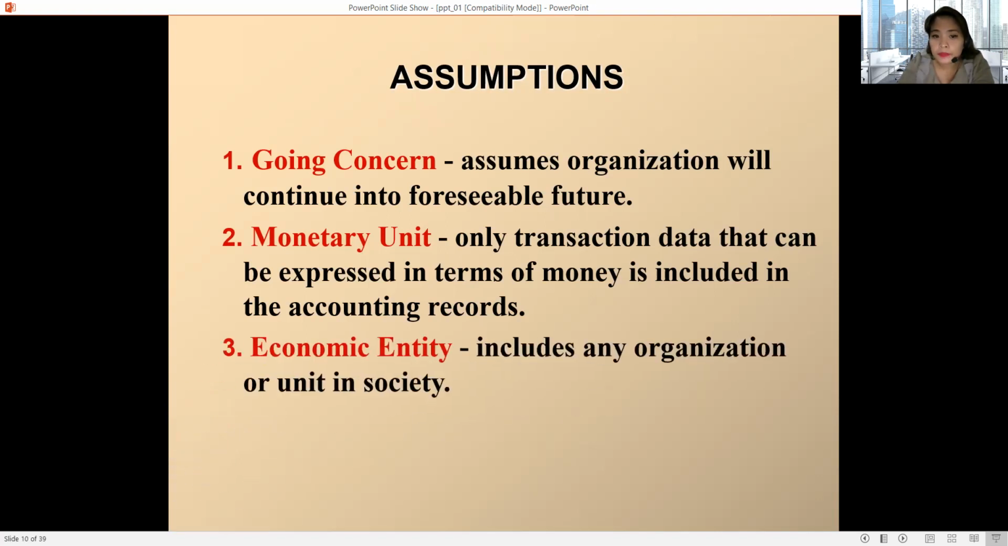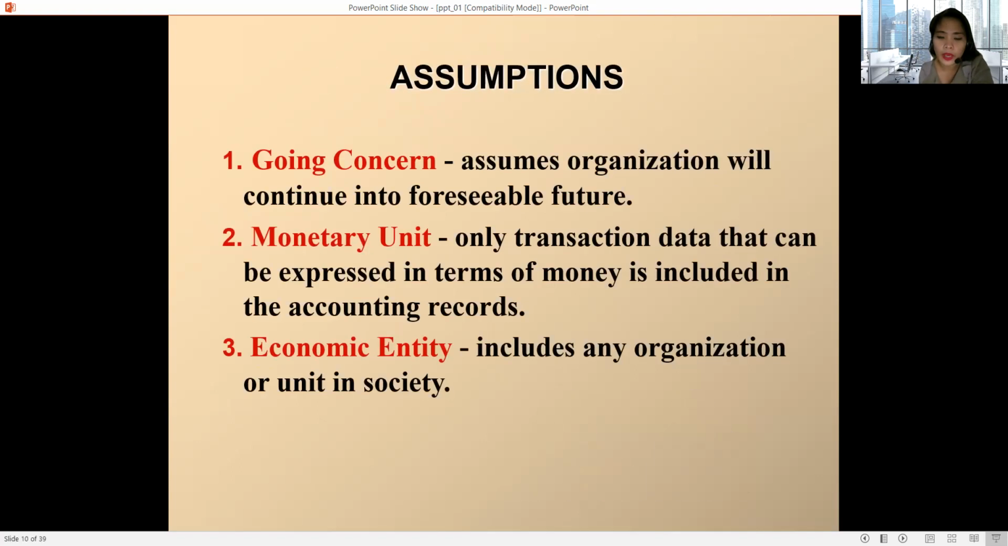Okay? Monetary unit, only transaction data that can be expressed in terms of money is included in the accounting records. Okay? So syempre, kagaya ng sinabi ko kanina, or last time, right? Yung mga lahat ng lumalabas na pera, you have to record that. And of course, ano ba ang ginagamit natin ngayong pambayad? Hindi naman na tayo panahon nung unang panahon na merong barter, right? Though merong barter ngayon, may system barter sa Facebook. But in accounting, in a business, when you put up your own business, of course, kapag may bumili sa iyo na product at kapag kayo ay bumili ng raw materials, pera ang pambabayad nyo.